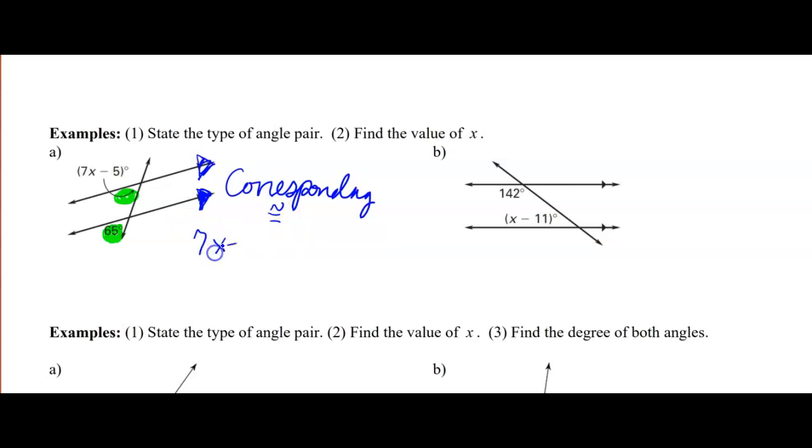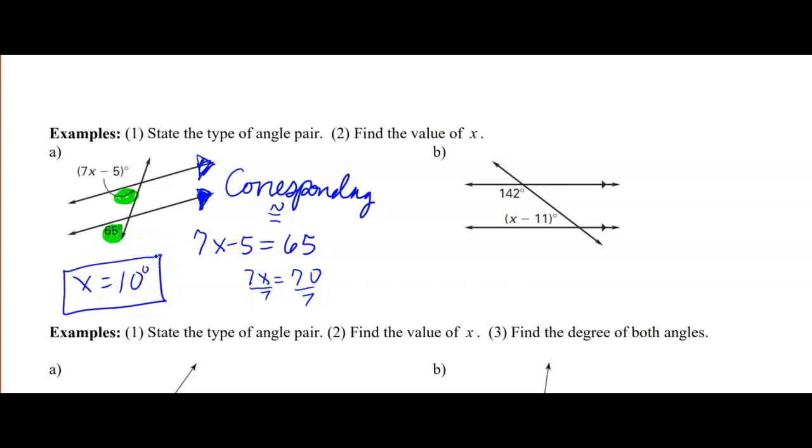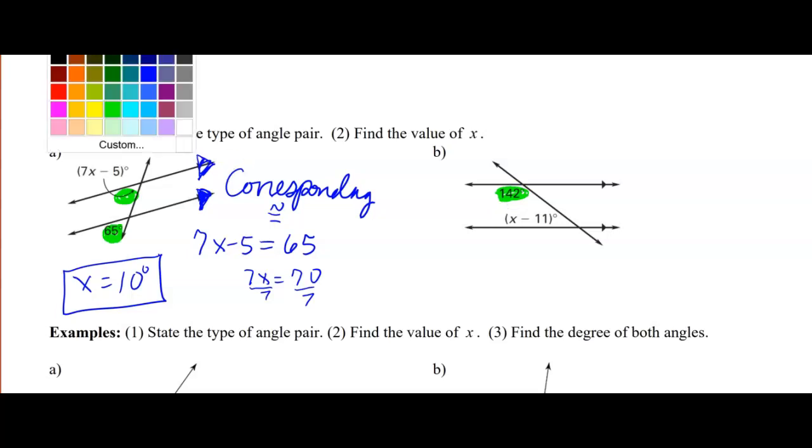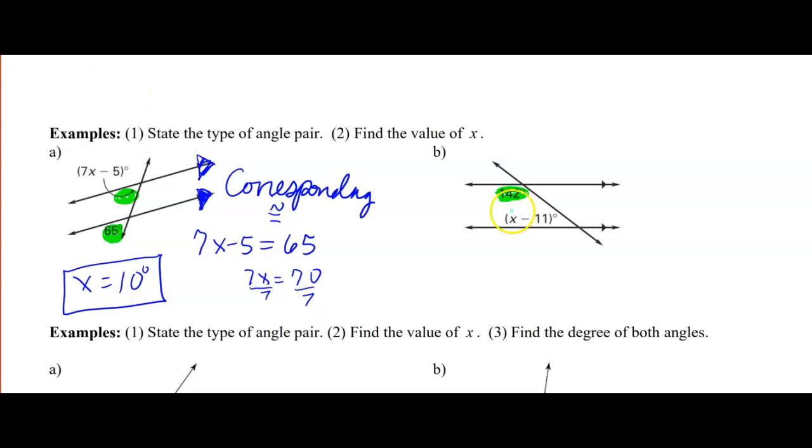So what's the setup of my problem? I know that 7x minus 5 has to be exactly equal to 65, and then I solve that. Add 5, 7x equals 70, divide by 7, x equals 10. So now I've solved my problem for my variable. I've used my properties to set up the problem, and then I solve the problem. Next problem. I have 142, and I have x minus 11. So I'm highlighting these separately because they're same side interior.